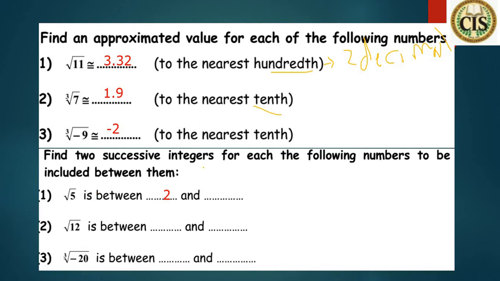In this example, we need 2 integers that root of 5 lies between. We put what? 5 first, with bigger than and less than. The perfect square before 5 is 4, and after 5 is 9. Do you need 5 or root 5? Root 5. Take the root for all sides. So it will be 2 here and 3, and the answer will be 2 and 3. Root 12.